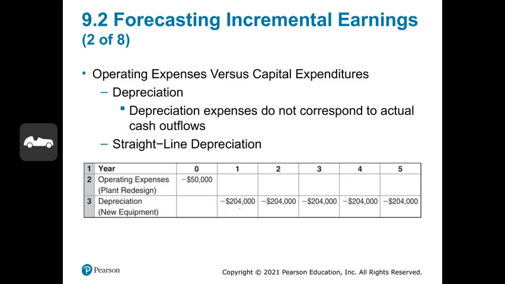The cash flow that corresponds to this new piece of equipment is happening here in year 0. And it's not happening in our cash flows from ongoing. It's happening in that initial cash outlay, cash budget. So here we have these operating expenses for plant redesign. This would be an example of development cost that are happening in order to get this project up and running.